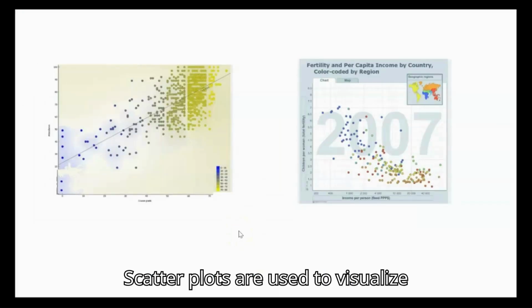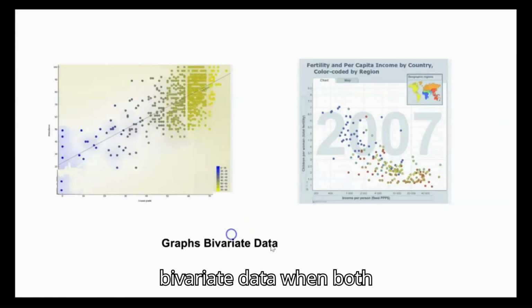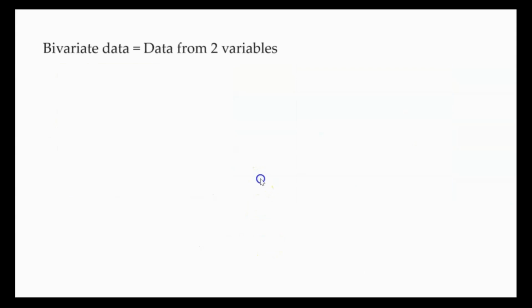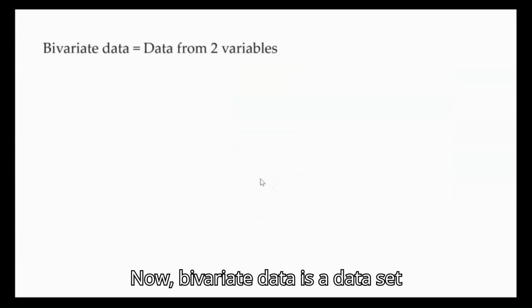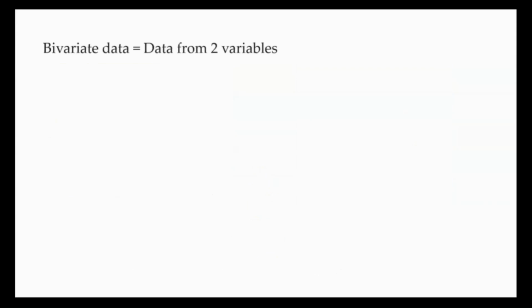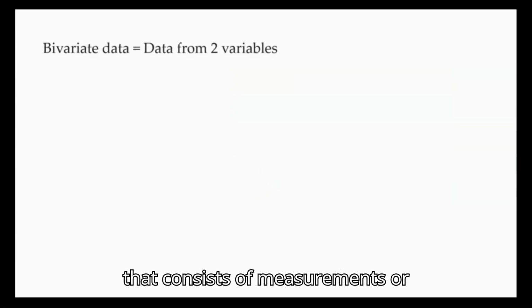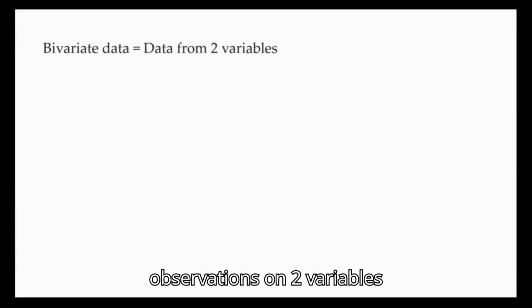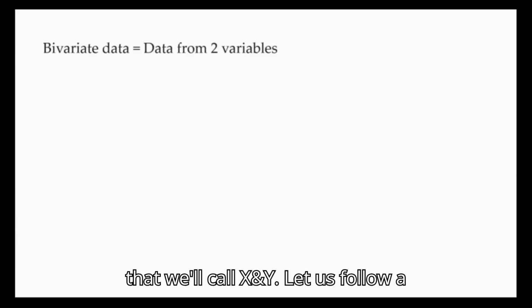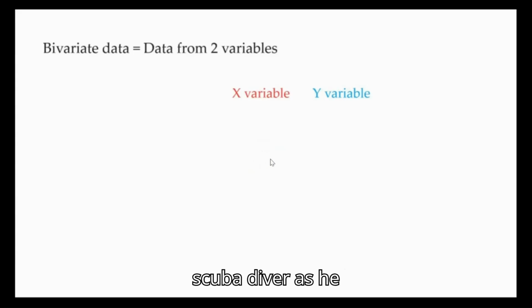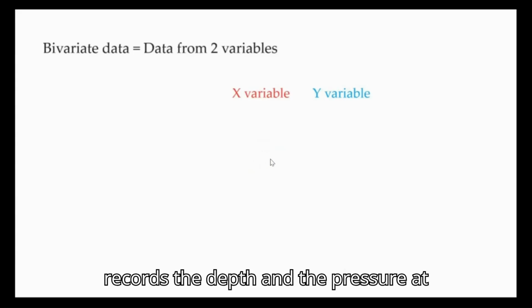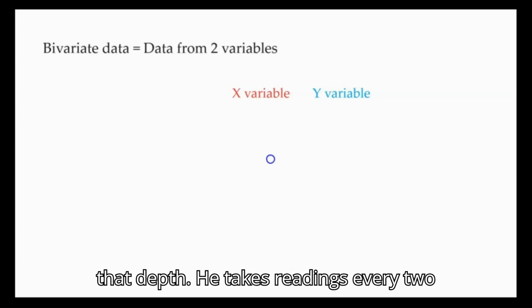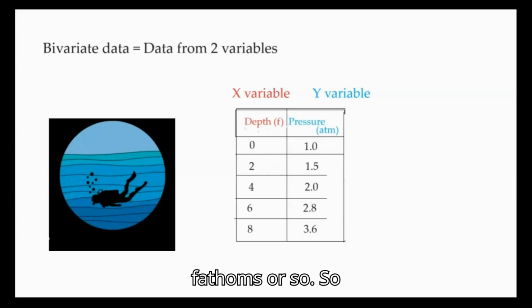Scatterplots are used to visualize bivariate data when both variables are numerical. Now, bivariate data is a data set that consists of measurements or observations on two variables that we'll call X and Y. Let us follow a scuba diver as he records the depth and the pressure at that depth. He takes readings every 2 fathoms or so.